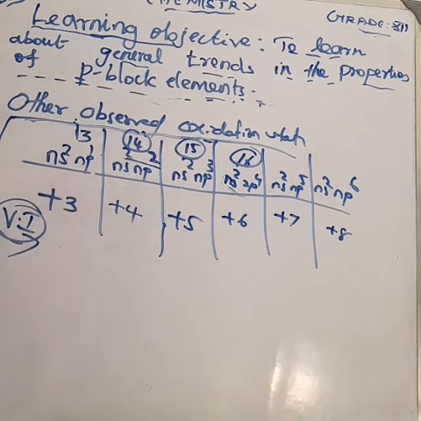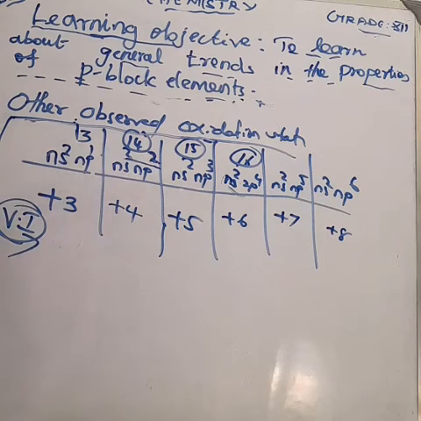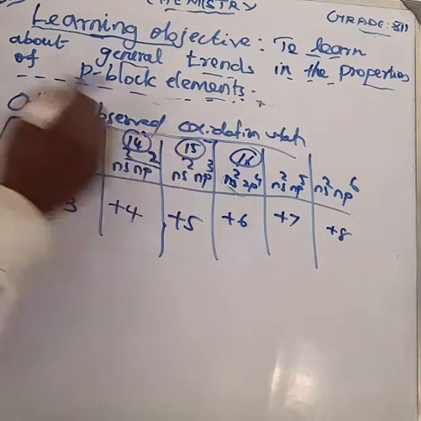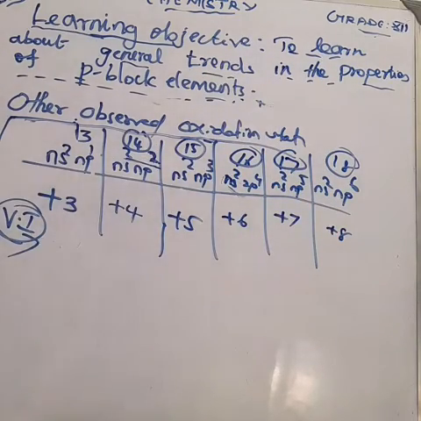My dear children, the other observed oxidation states are mentioned based on some reactions. That means the 13th group, 14th group, 15th group, 16th group, 17th group, and 18th group. Each one, when reacting, shows some of the other observed oxidation states.